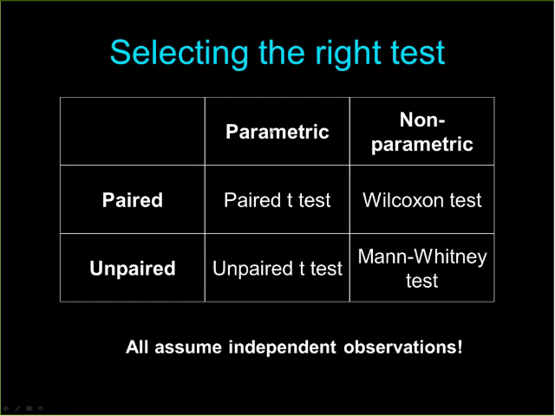So for parametric data, we will use a t-test, either a paired or unpaired t-test. And if it's non-parametric data, then we'll use either a Wilcoxon test if it's paired, and a Mann-Whitney test if it's unpaired. And all of these assume that we have independent observations. If we have clustered data, then really none of these will apply, and we'll need to do something a little more sophisticated.